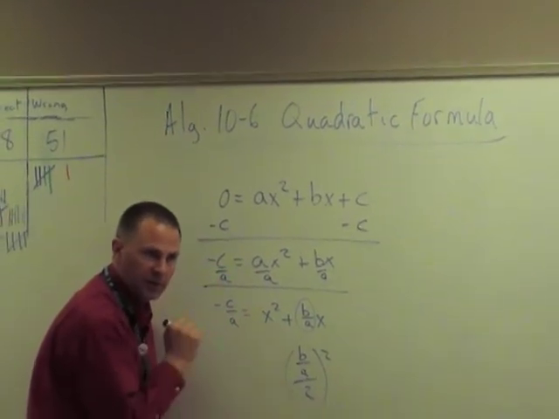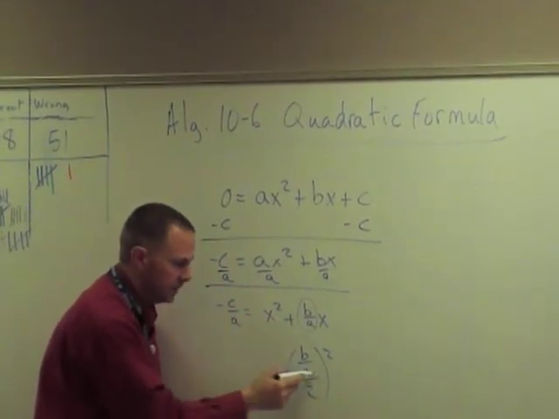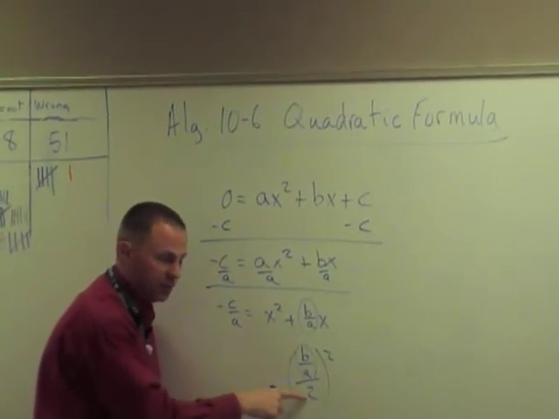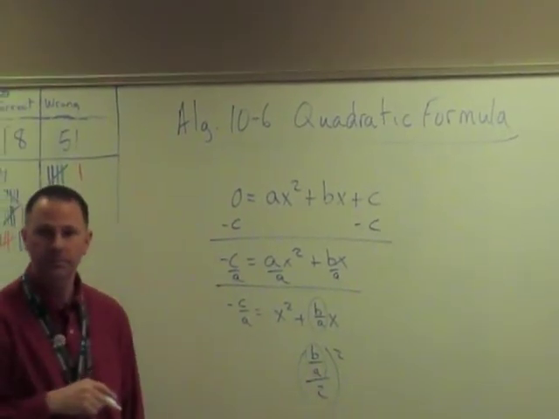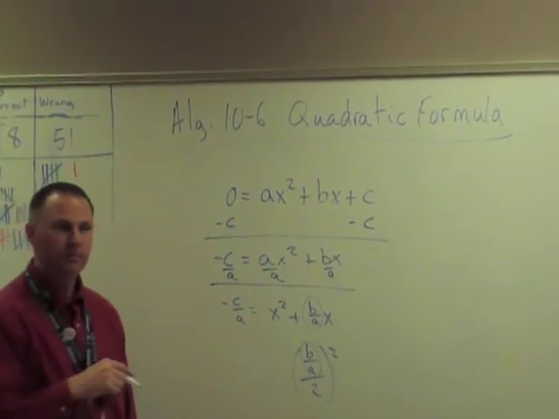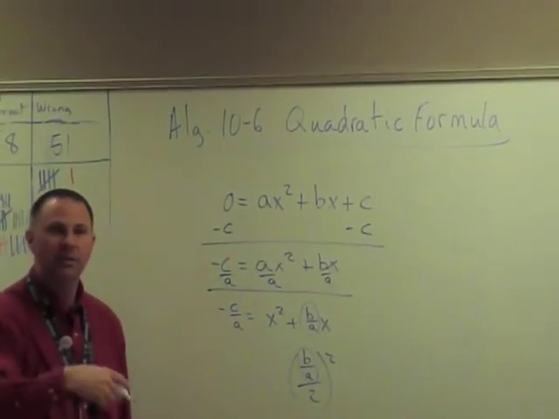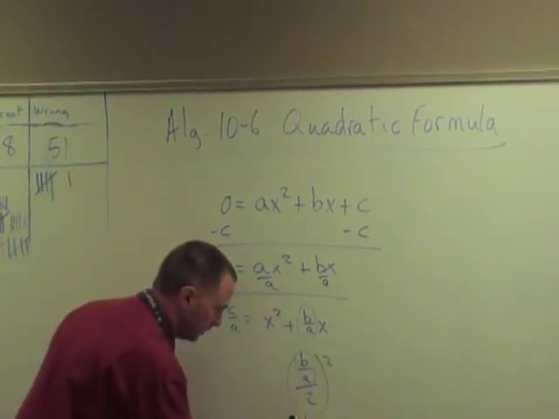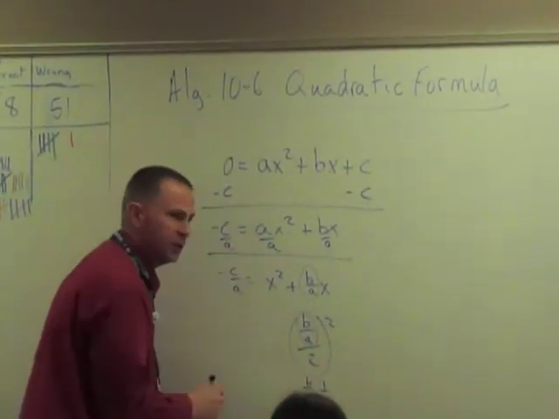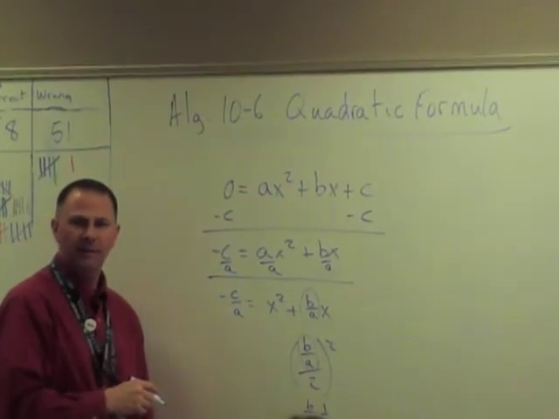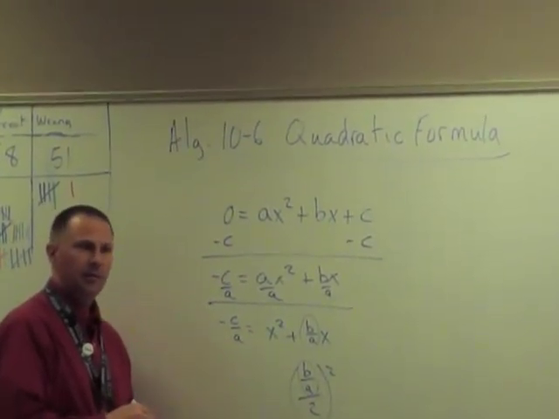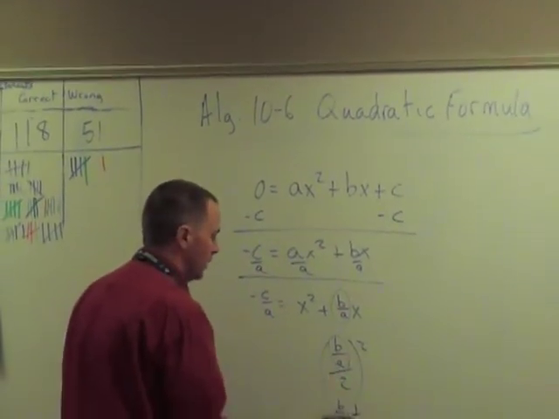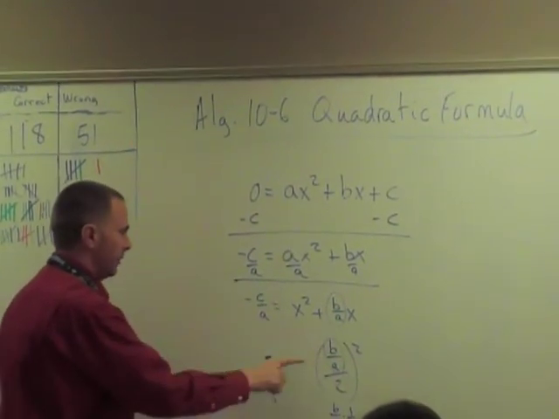How do I get rid of a fraction inside of a fraction? Multiply the top by the reciprocal at the bottom, which then gives you b over a times 1/2, which put together is b over 2a. What does that sound like? Almost like the axis of symmetry, which would be negative b over 2a. Well, this is b over 2a for right now, okay?